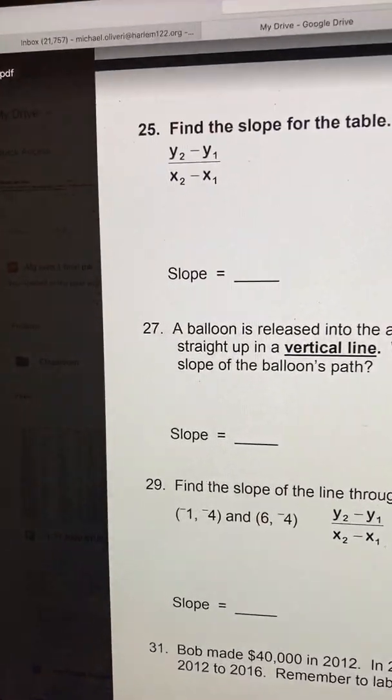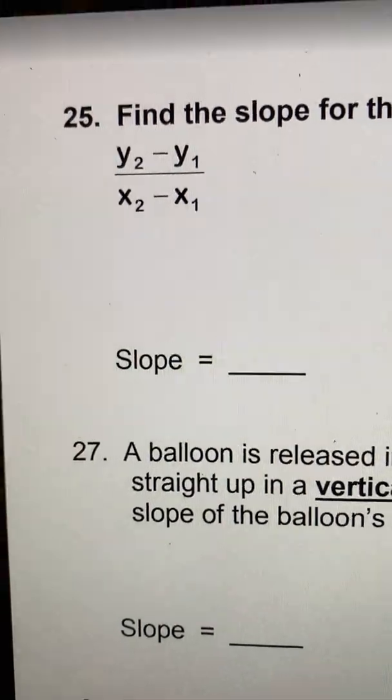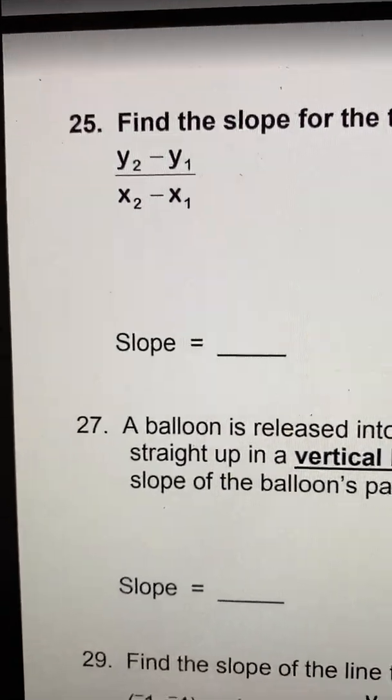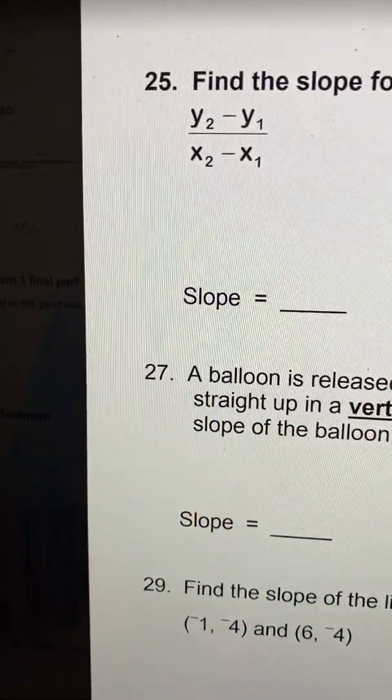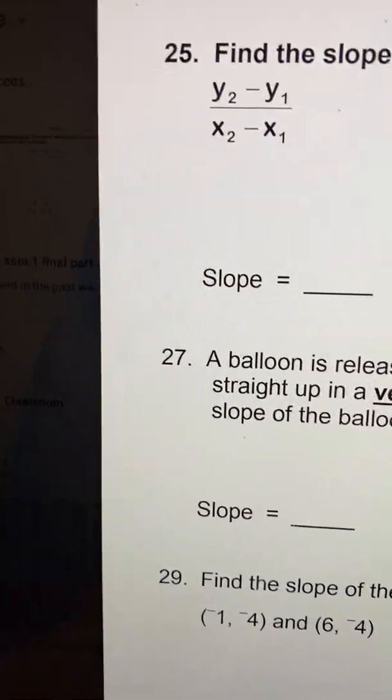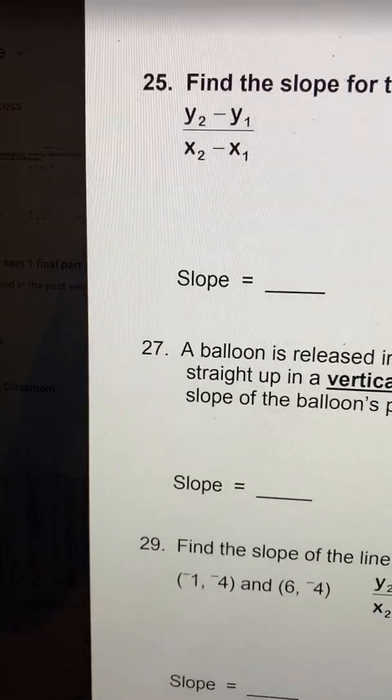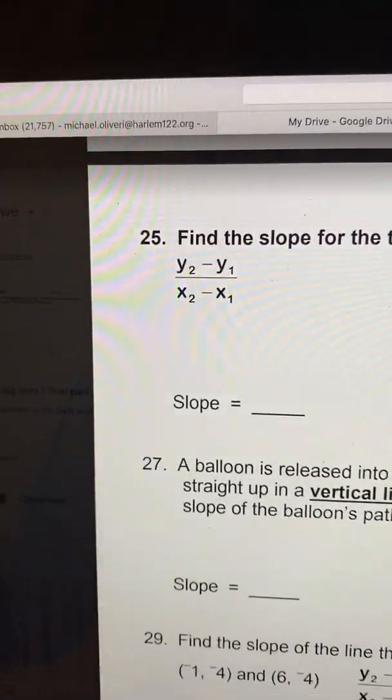It gives you the formula for slope: y2 minus y1 over x2 minus x1, change in y over change in x. I won't be that nice. I'm not going to give you the formula for slope. You should know the formula for slope.